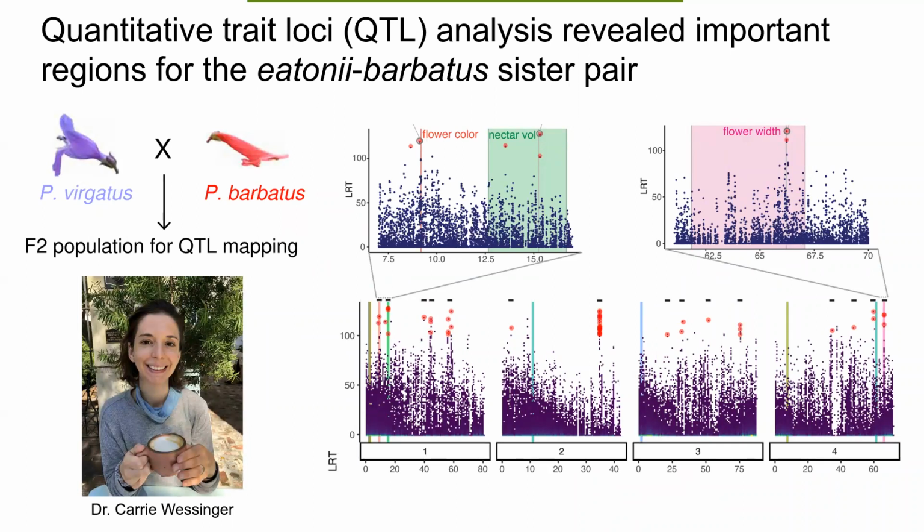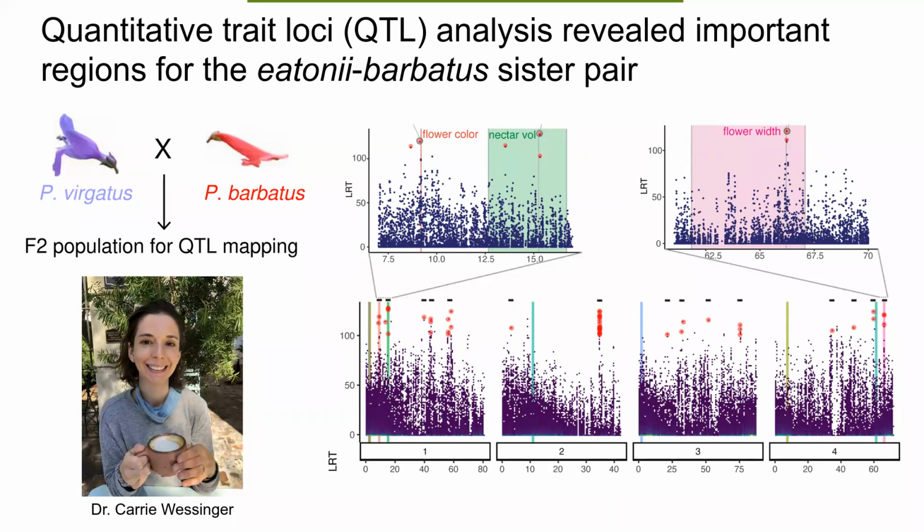My current postdoctoral advisor, Carrie Wessinger, did an experiment called quantitative trait loci mapping analysis. It sounds more complicated than it really is. Basically, you take two species, in this case a bee-pollinated species called Penstemon strictus and a hummingbird-pollinated species called Penstemon barbatus, and you cross them, and then you do another cross. You get a population called a mapping population. The reason it's called that is because it allows you to map regions of the genome that are tightly associated with the phenotype that you're interested in.